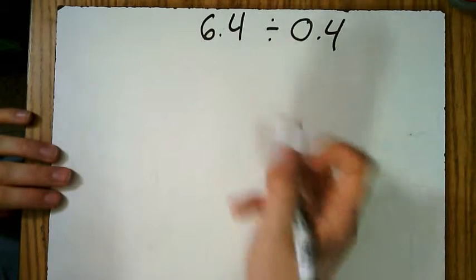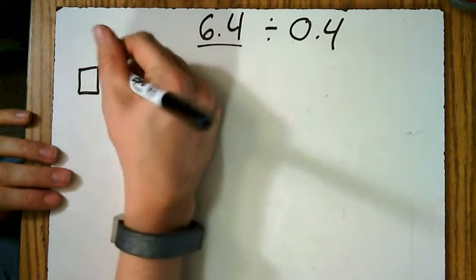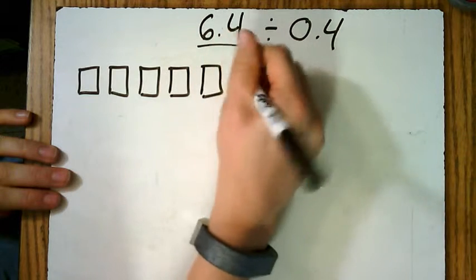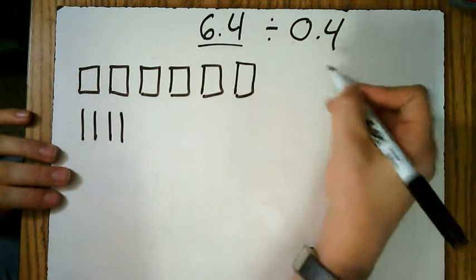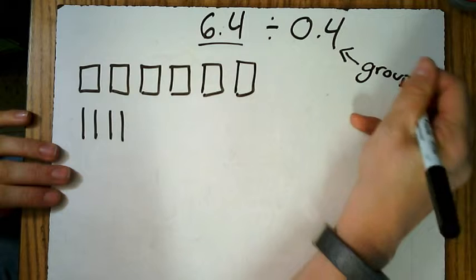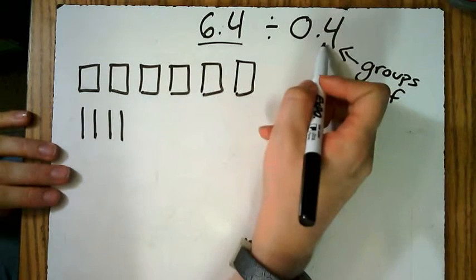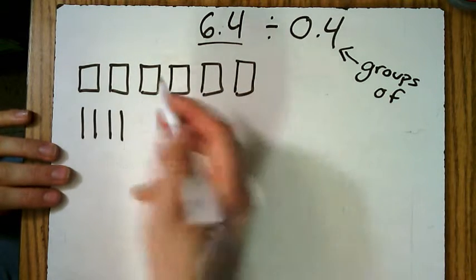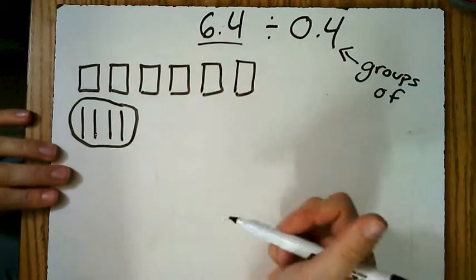Just as we did in the last video, you're going to begin by modeling your dividend. So we need 6 wholes and 4/10. Now, when I see a decimal as my divisor, I know that this is asking for groups of. I need to find groups of 4/10 in 6 and 4/10. Well, I can right away see that I have one group of 4/10.